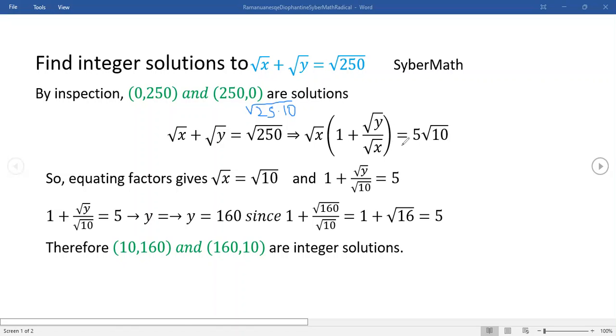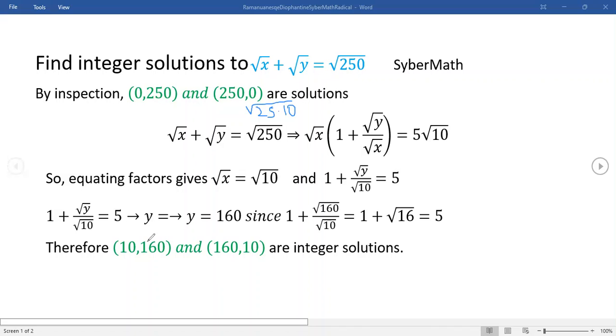Now, with that factorization, we can conveniently let root x be equal to root 10, and that clearly says that x is equal to 10, not much going on there. And now we will equate the 5 with this piece right here. In other words, we equated root x with root 10 just for convenience, and then also this entire piece right here we set equal to 5 right down here.